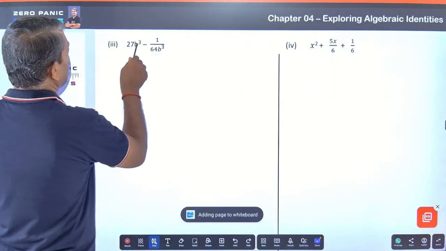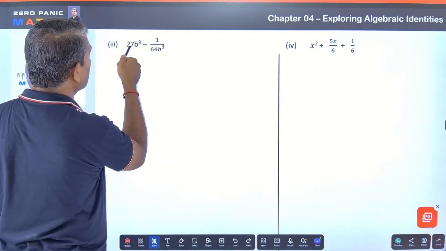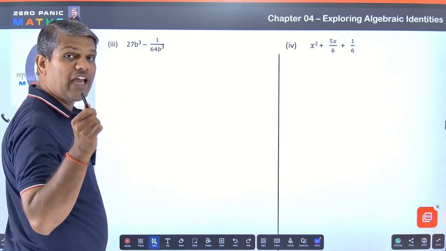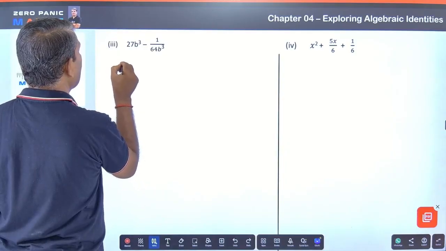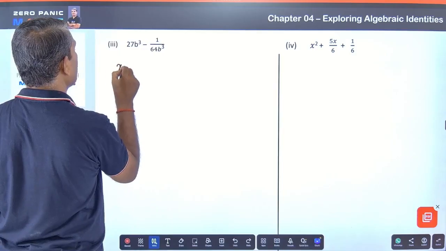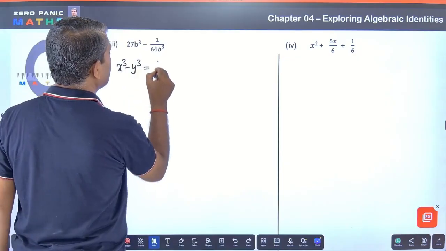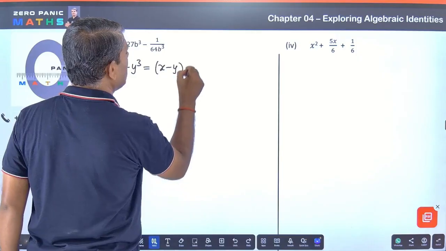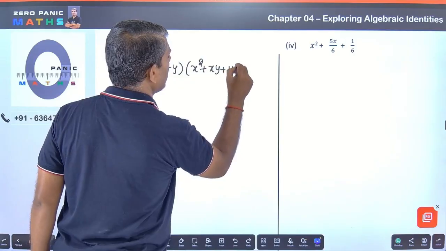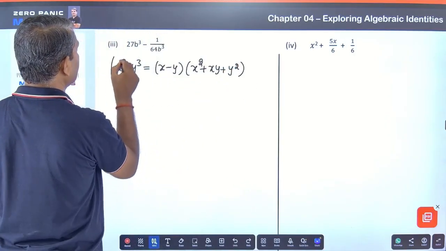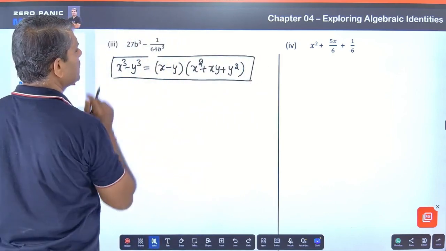Next problem is like a cube minus b cube. It is looking like a cube minus b cube because 27 is a perfect cube and 64 is also a perfect cube. So I will write that formula first, x cube minus y cube. If you remember this, x cube minus y cube is equal to (x minus y) multiplied by (x square plus xy plus y square). So there is an identity of this kind. You have to remember and expand this given expression in this form.